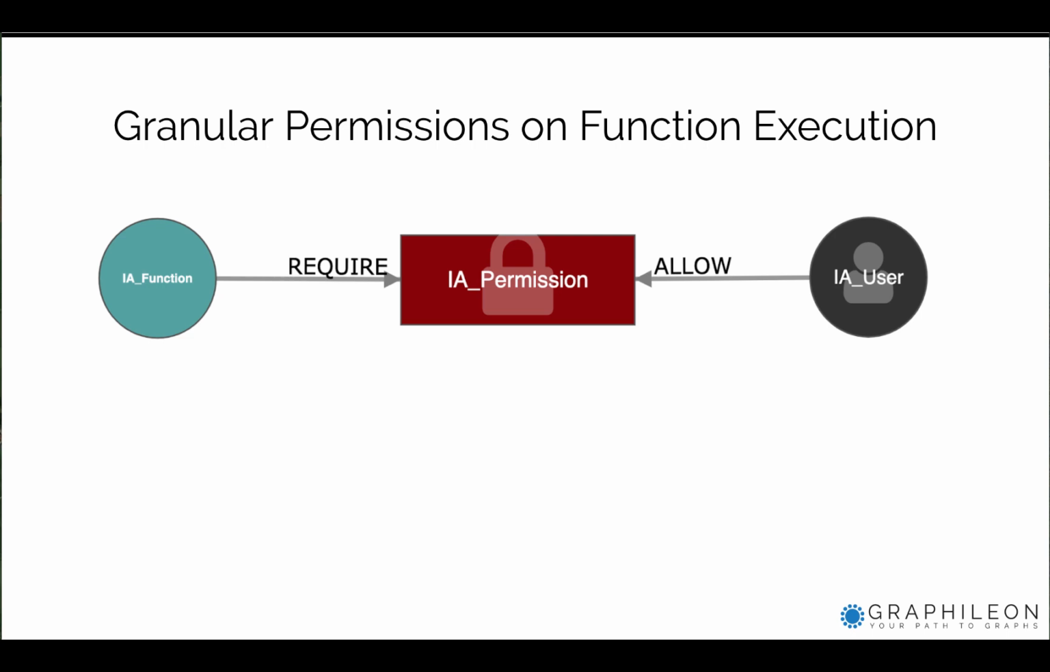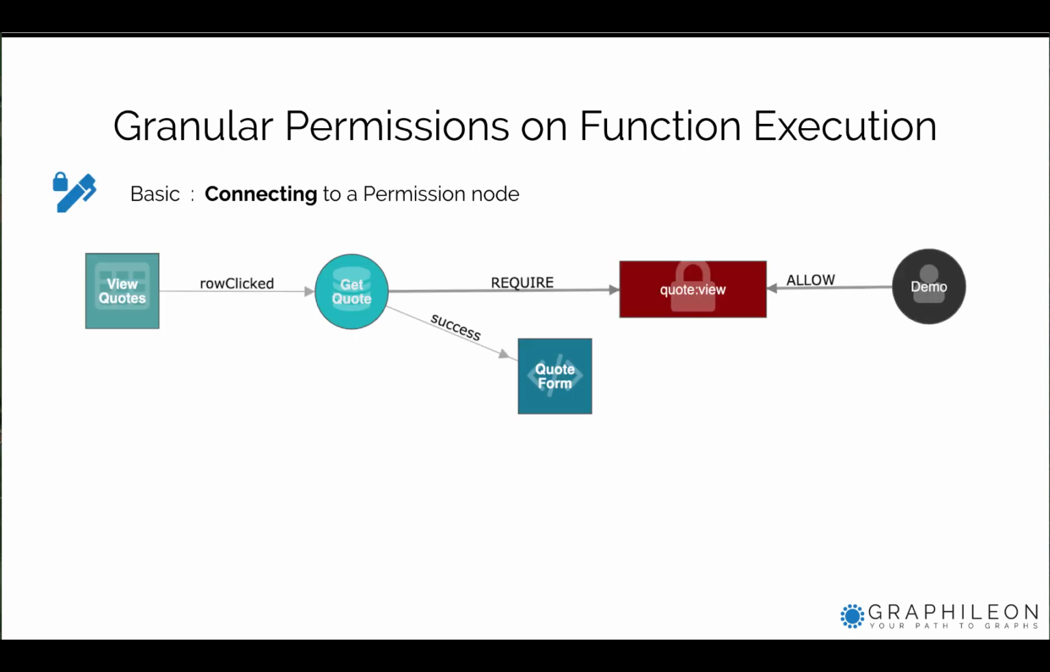There are three ways to use granular permissions. The first one is by simply linking a permission node, that is the quote view rectangle, to the function that you want to set permissions on, and link a user through an allow relationship to the same permission.